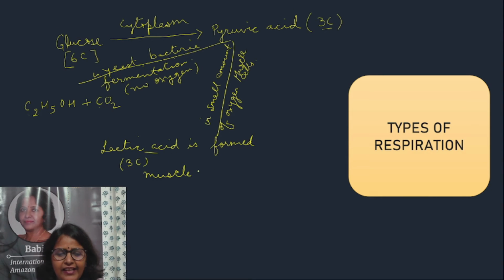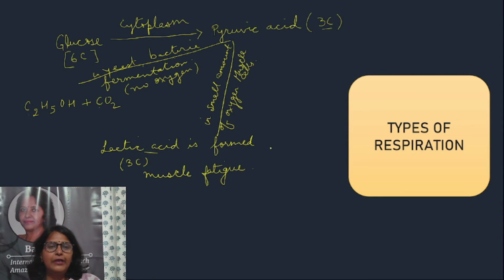Accumulation of lactic acid in the muscle causes muscle fatigue. We have cramps in the muscle after playing. If you go to play after a long duration, you may feel inflammation in the muscle, cramps in the muscle, that is known as muscle fatigue, and that occurs because of accumulation of lactic acid in the muscle cells.